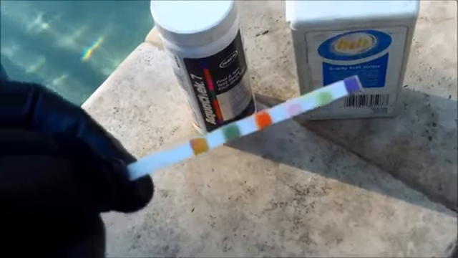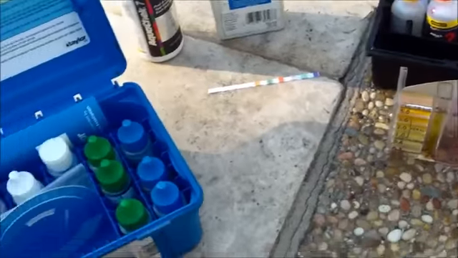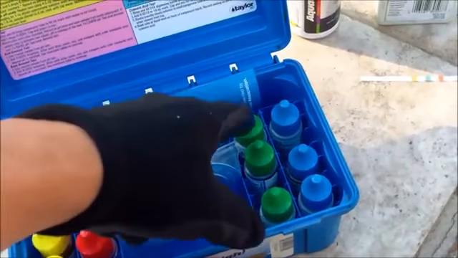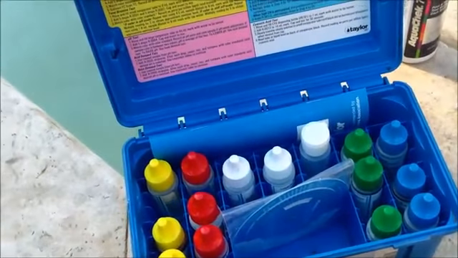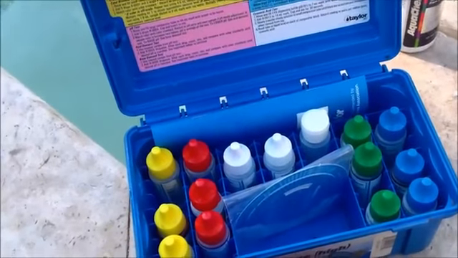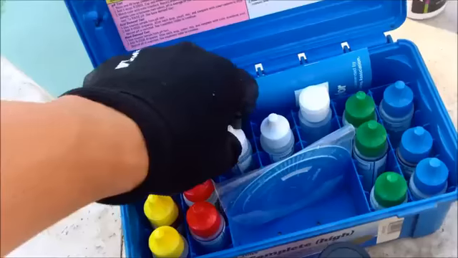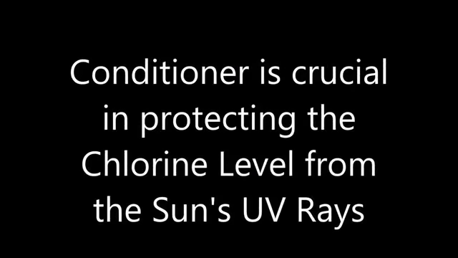There is a difference. So you want to test your water once a week or more. You want to test your alkalinity at least once a month, and test your calcium hardness once every 3 months. Test your conditioner level at the beginning of summer to make sure you're in range, and I recommend 30 to 50 parts per million of conditioner only in your pool.